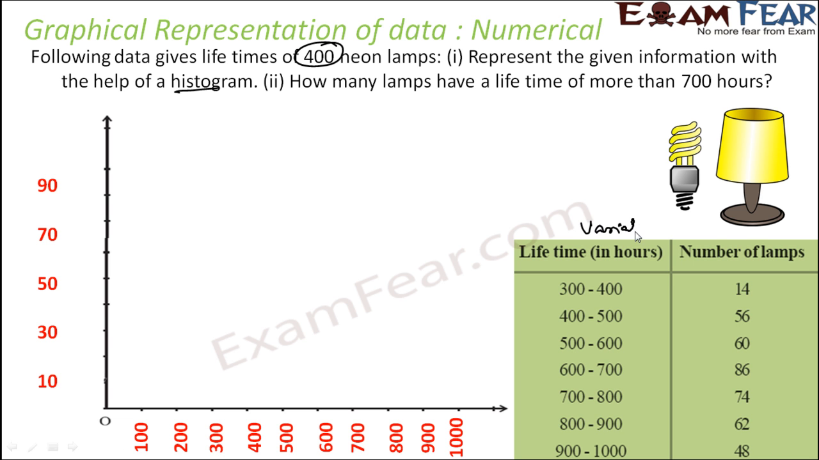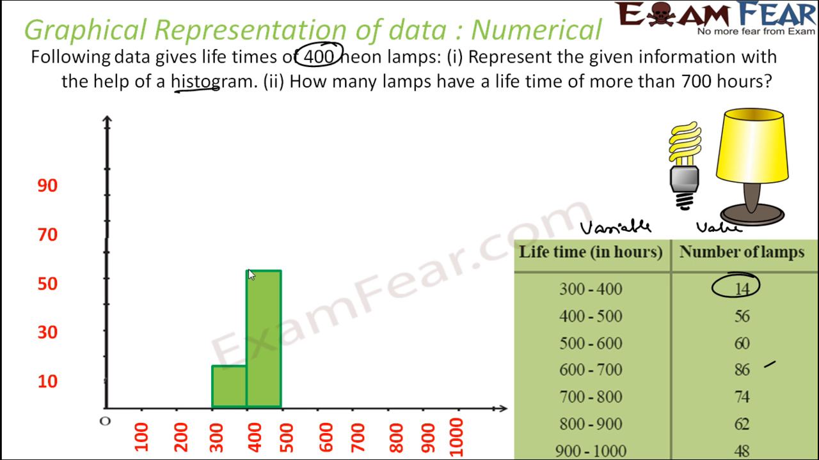So this is variable and this is value. Let's put the variable in the x and value in the y. The maximum value I have is 86, so I have put the numbers in the range of 10, 30, 50, 70, 90, something like that. Let's put the values now. First, from 300 to 400, I have 14 lamps. Please note that I'm not putting a break here, because this is all continuous. This length is 100, this length is 100, there is no break here. So 300 to 400, 14. Then 56 for 400 to 500.